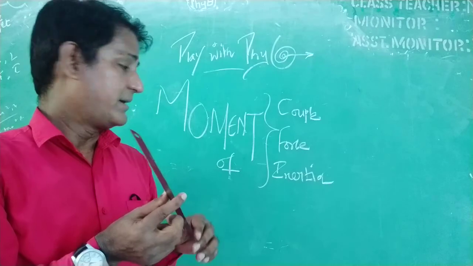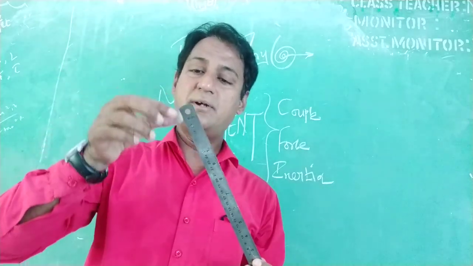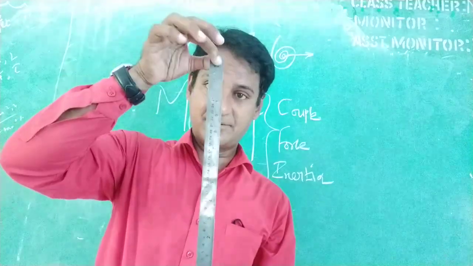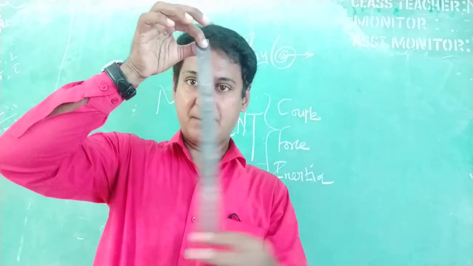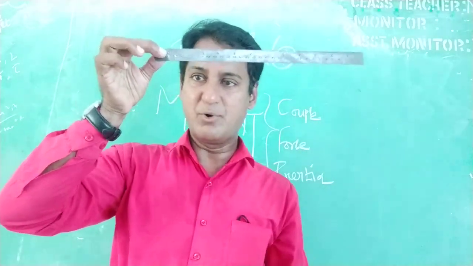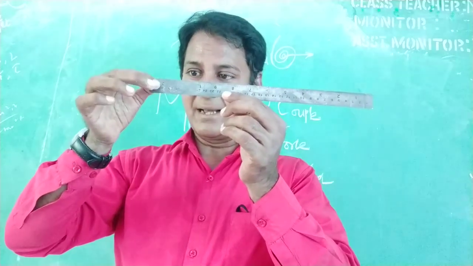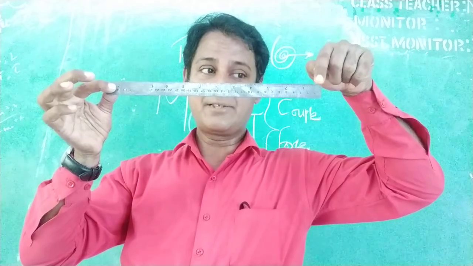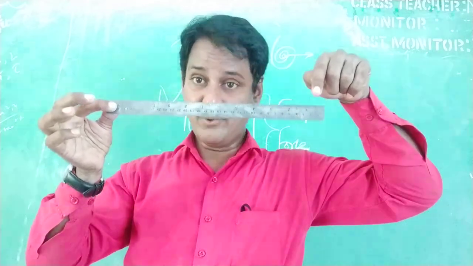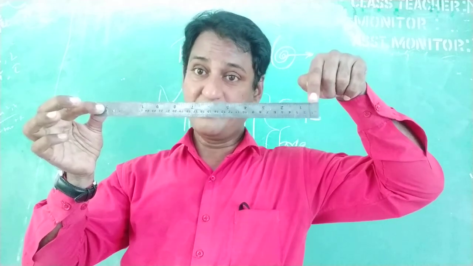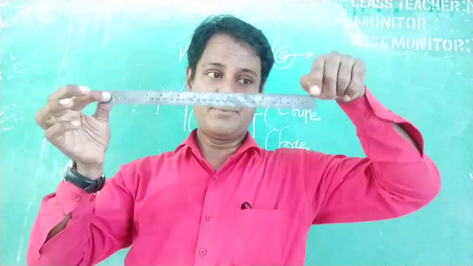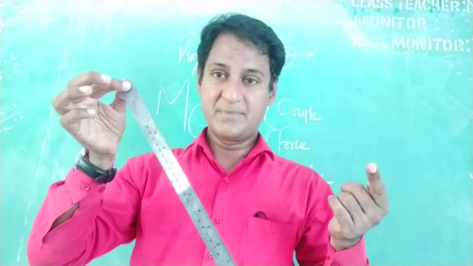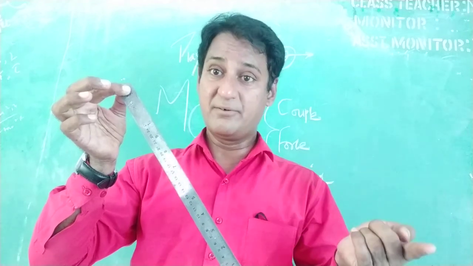Now, I am going to hold the scale at this point. Let us consider this as the axis of this rotating body. This body is going to rotate. I am holding the scale at its axis of rotation. Now I apply a force at this point, the point of application of force. When I apply a force, this force makes the body rotate or turn. This turning effect of force is called the moment of force.